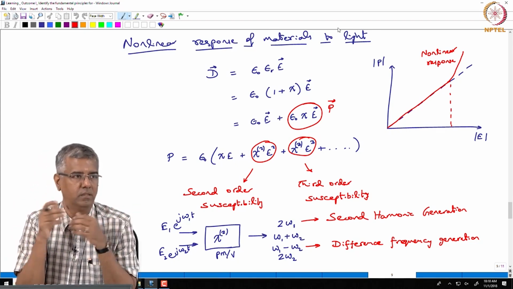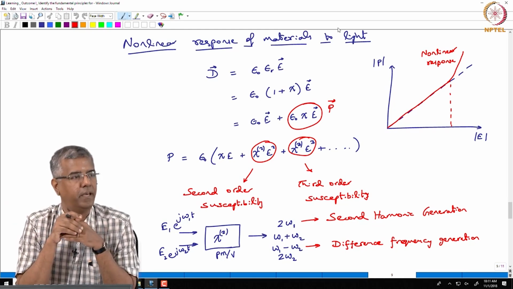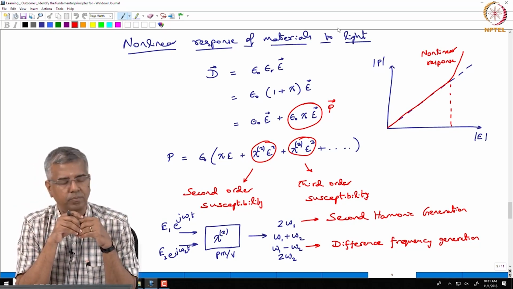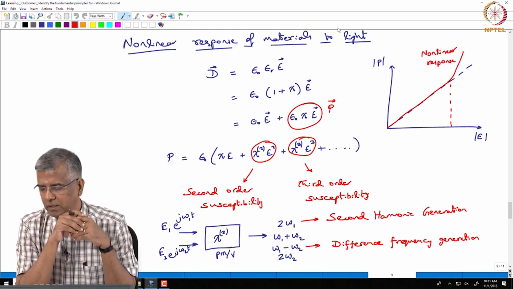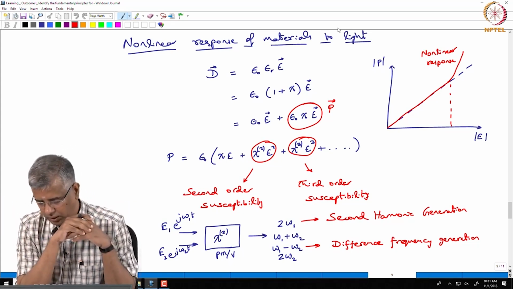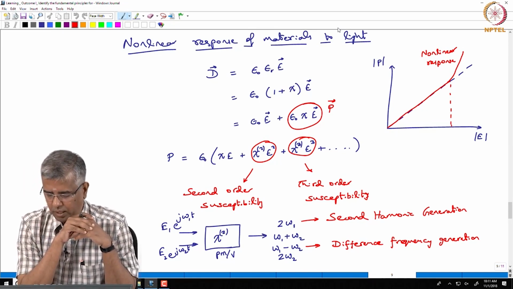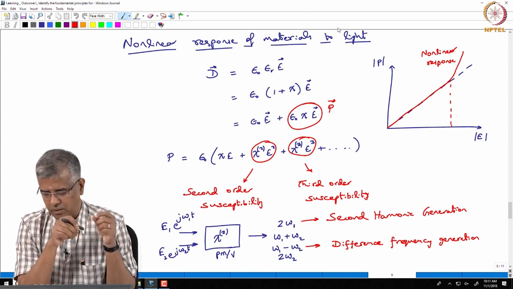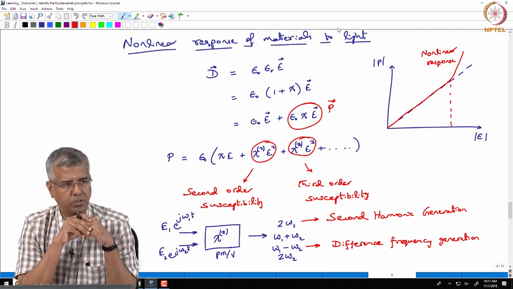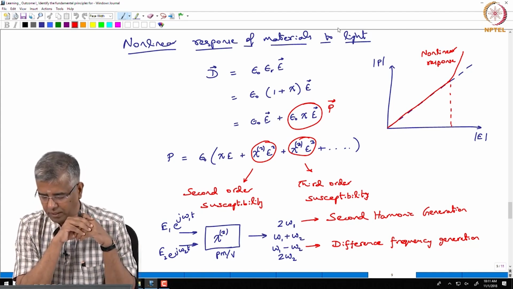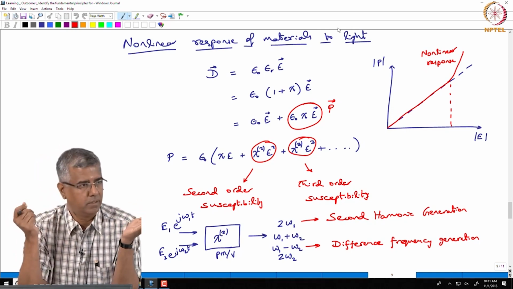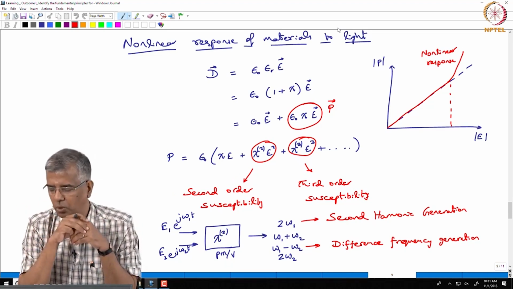Okay, so we started yesterday by saying that all materials would start behaving nonlinearly beyond a certain field applied to them, and we characterize that nonlinear response through the second order susceptibility, third order susceptibility, and so on. These terms are usually represented by chi2 and chi3. Chi2 and chi3 are usually very small values. We talked about chi2, which is in the order of 10 power minus 10. So it is actually fairly small. That's why you don't see the effect of that at lower values of electric field.